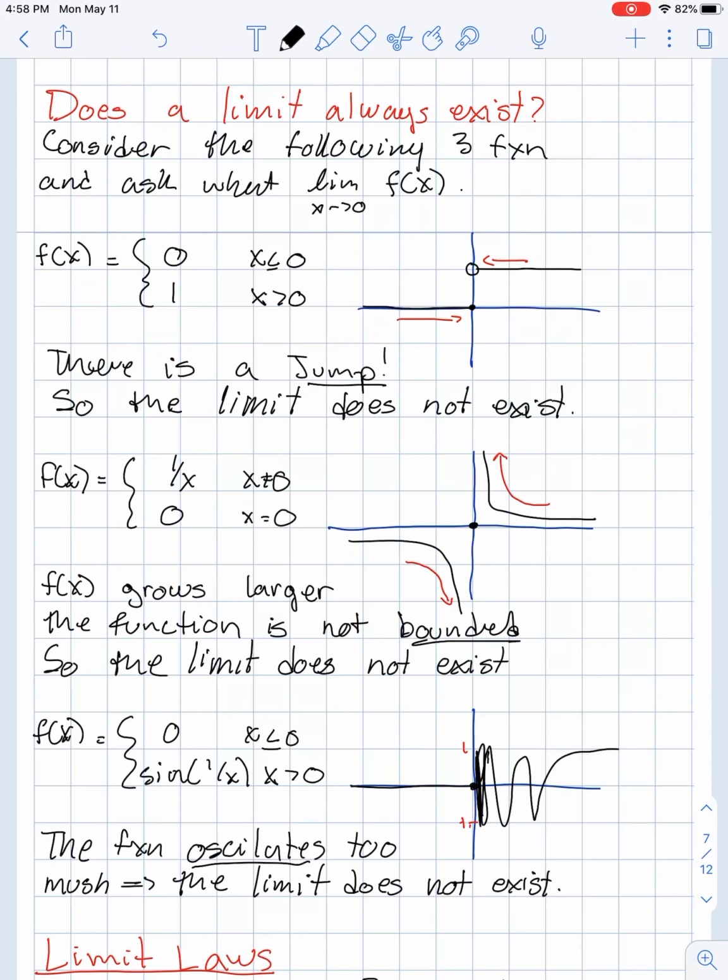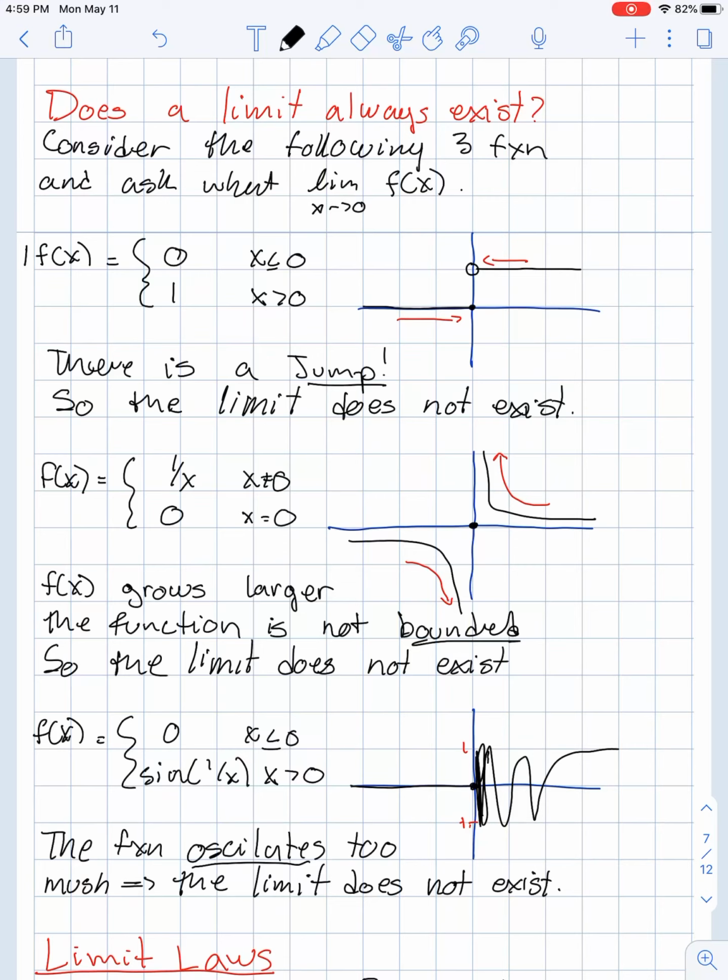And we're going to ask the question each time, what is the limit as x approaches 0 of f of x? So our first one is f of x equal to 0 when x is less than 0, and it's going to equal 1 when x is greater than 0.